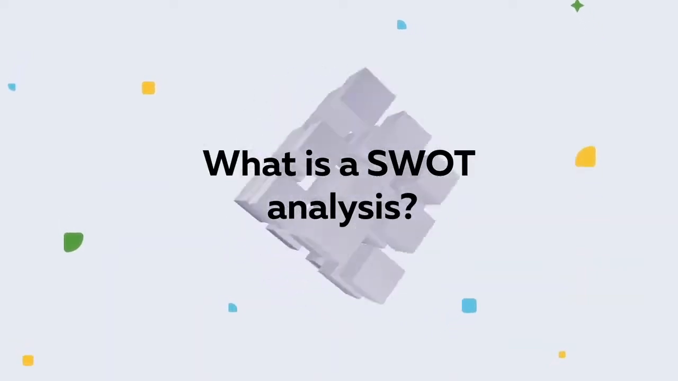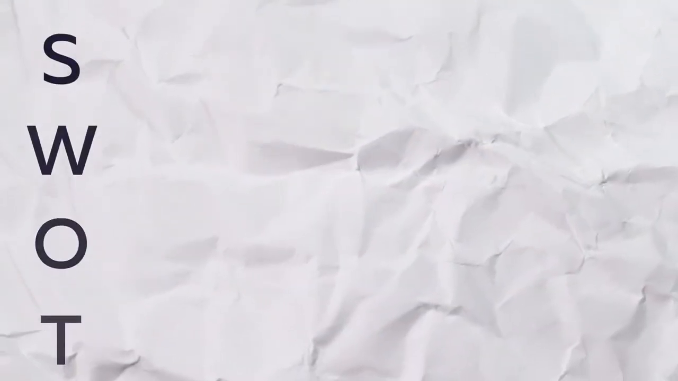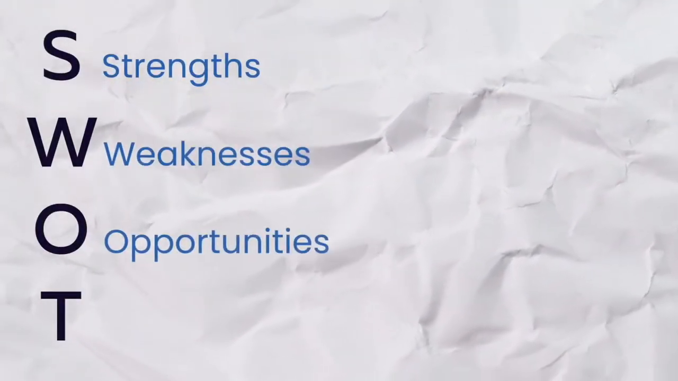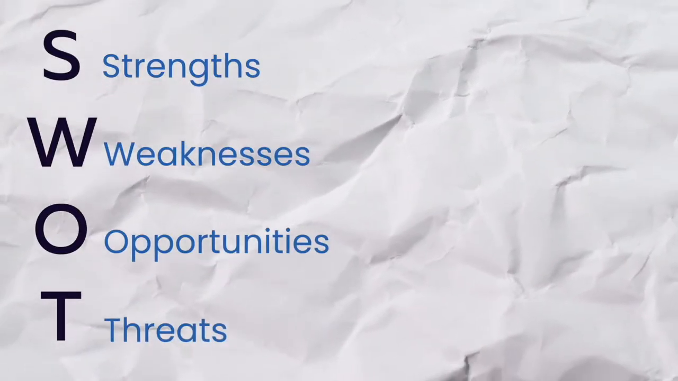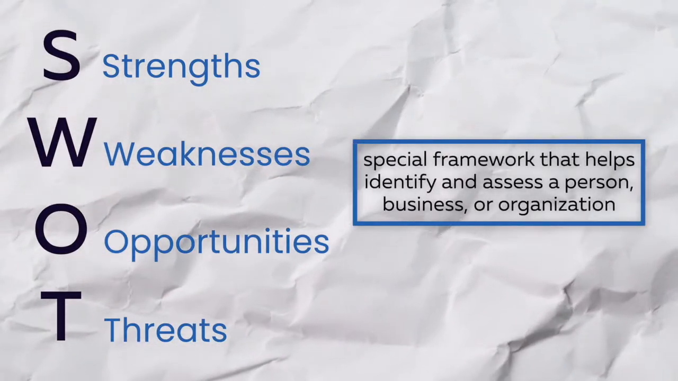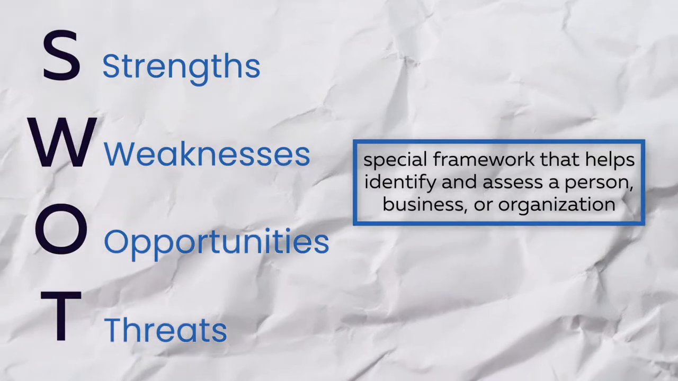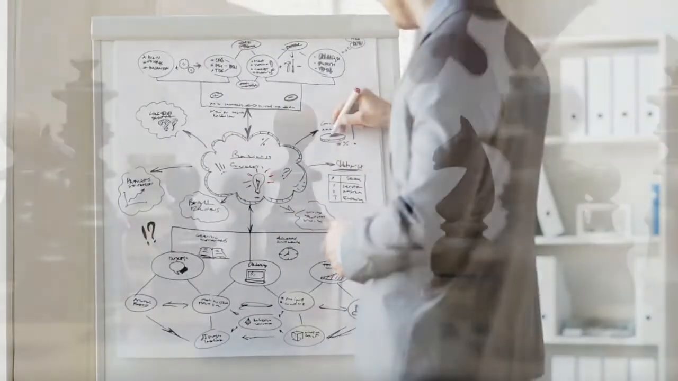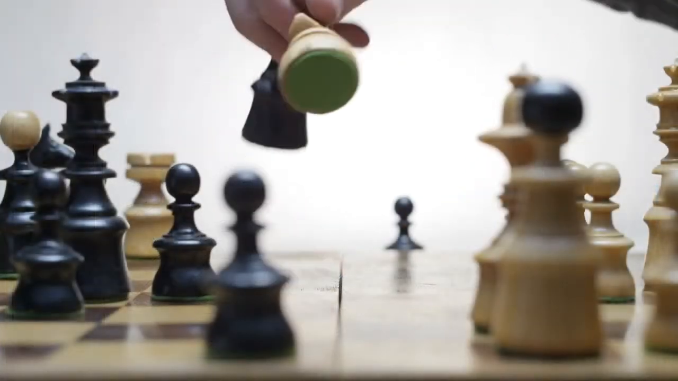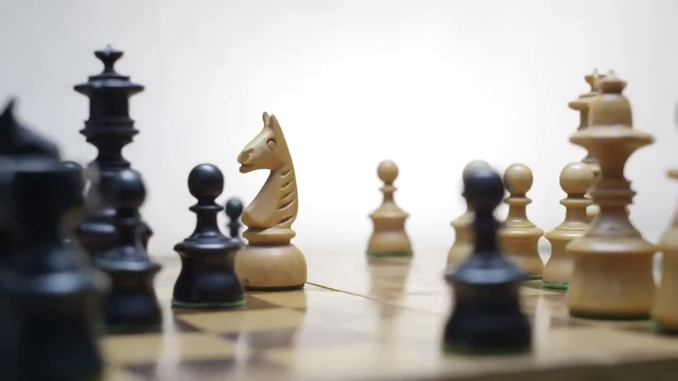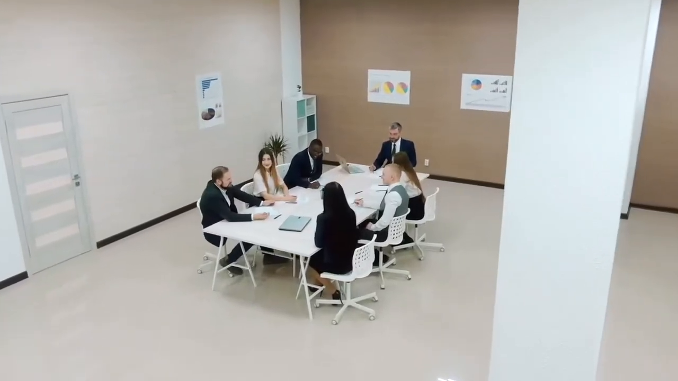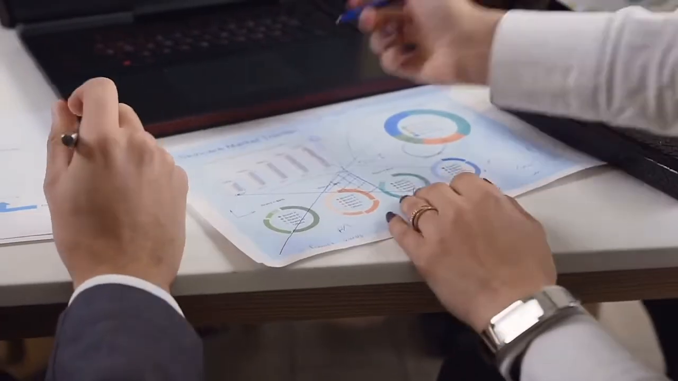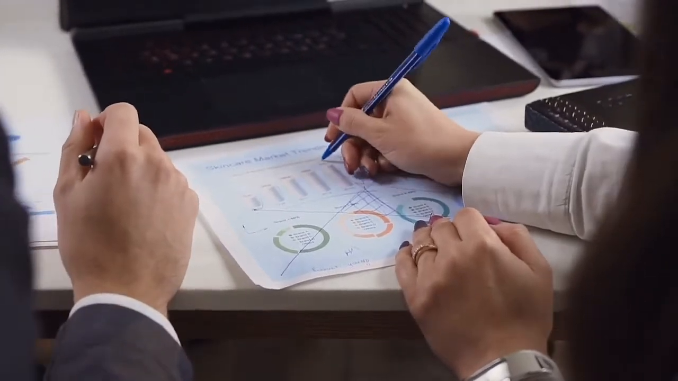What is a SWOT analysis? Short for strengths, weaknesses, opportunities, and threats. A SWOT analysis is a special framework that helps identify and assess a person, business, or organization. It also provides an increased awareness of factors that should be taken into account when making a decision or establishing a strategy. It's heavily used in the business world, but it can be used for a variety of different purposes. It's even been repurposed to evaluate smaller-scale objects such as initiatives, products, and projects.